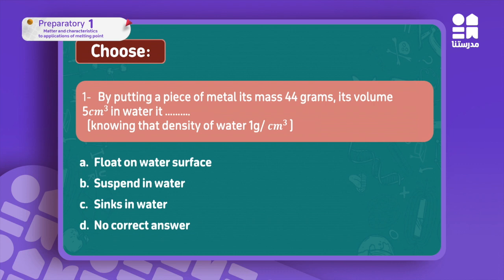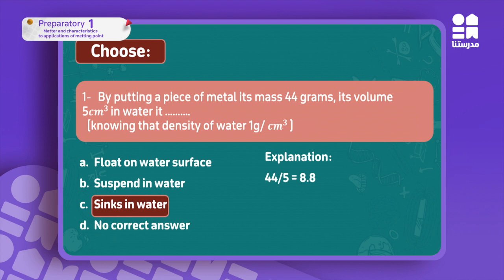طيب عشان أحل السؤال ده you need to calculate the density بتاعة ال piece of metal. زي ما احنا فاكرين ال density is mass over volume. فاحنا هنعمل ايه؟ هنعمل ال density، قلنا is mass over volume. الماس بتاعي is 44 هنعمله divided by the volume اللي هو 5. ف 44 divided by 5 هيديني value that equals 8.8.